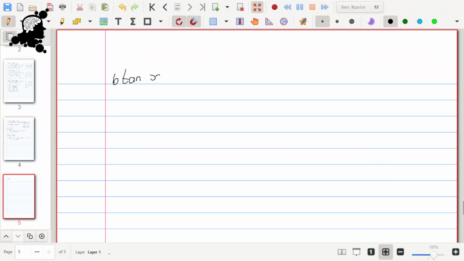So 6 tan of x plus cos of x plus 2 tan x cos x plus 3. All right, so let's see. How do we actually simplify such an expression? We need to find the terms that have a common factor.